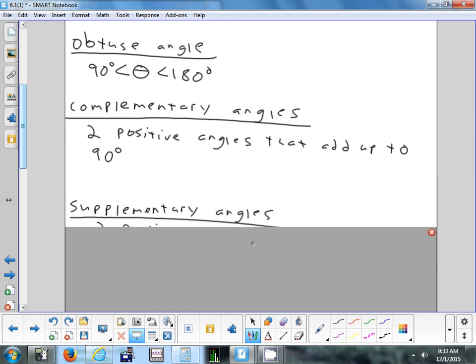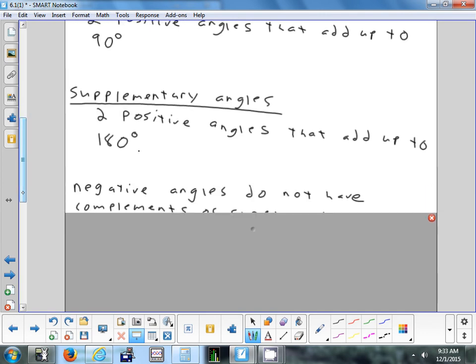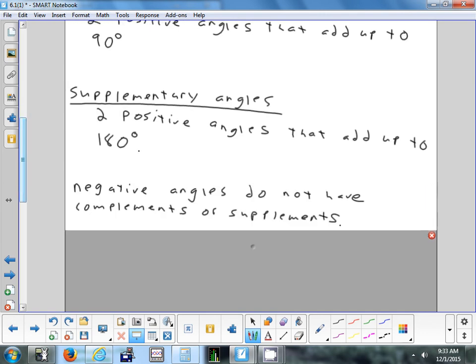And what about supplementary? They add up to 180. That's part of it. And they have to be positive. So negative angles do not have complements or supplements.